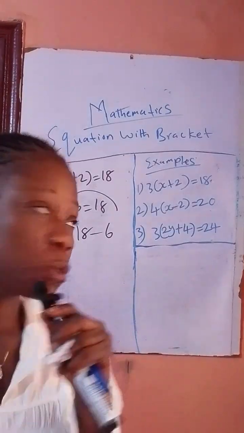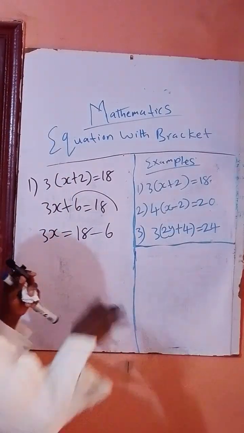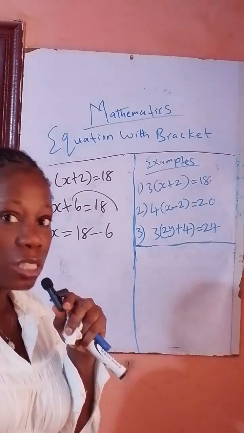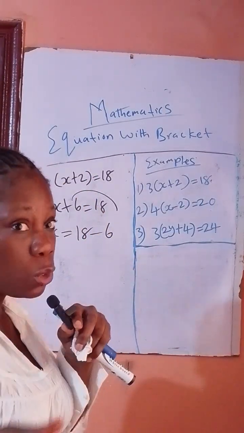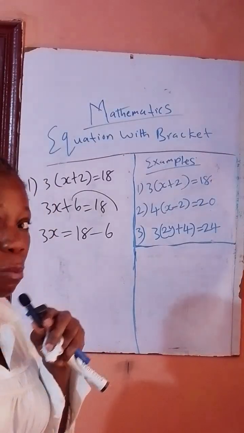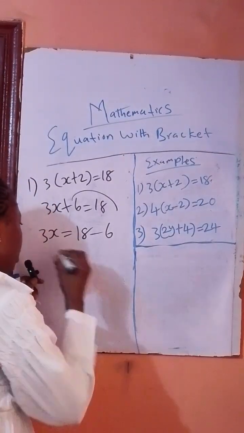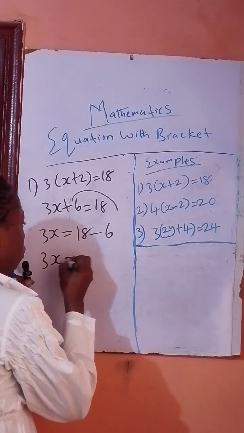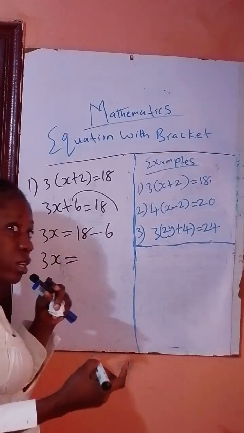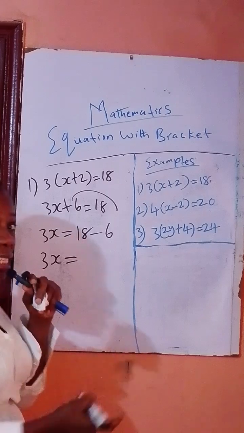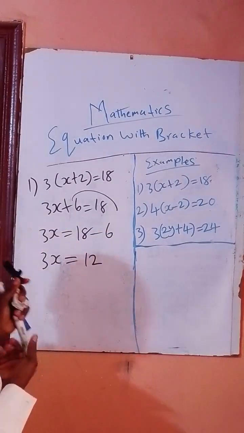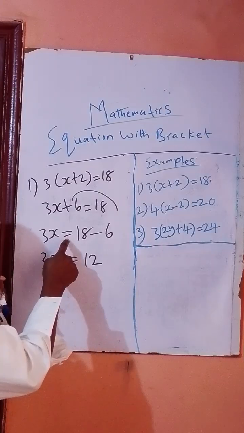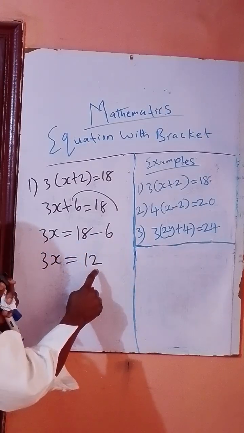I hope you understand what we are solving here. There's a plus in front of the 6, and when it crosses this equal sign to meet 18 it's going to change from plus to minus. Then we say 3x equals 18 minus 6, which is going to give us 12. Bring down your 3x equals 18 minus this 6 will give us 12.